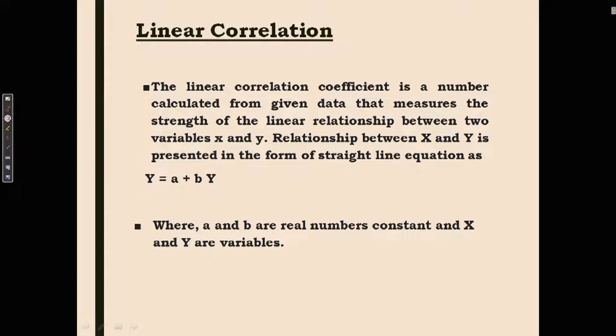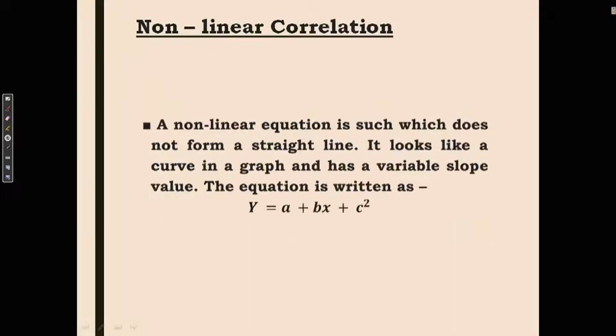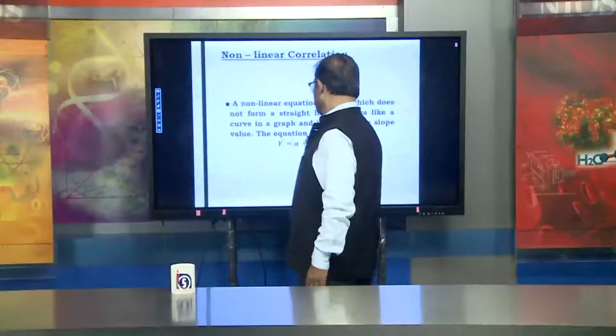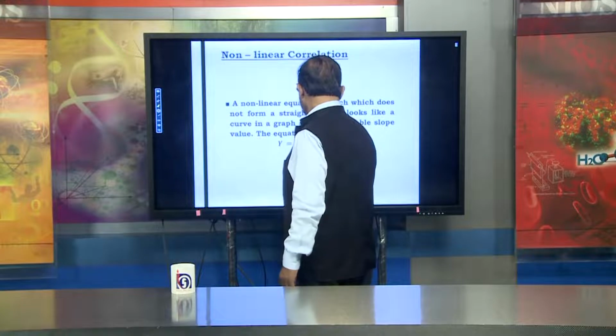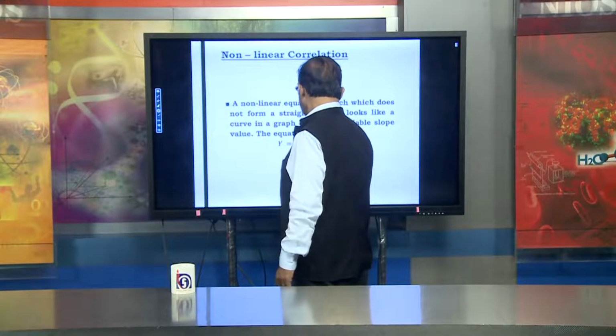Next to this, y is equal to a plus bx upon plus c square. This is the equation for non-linear correlation, under which we will see that this is our equation, you put the value and you will find the value of x.